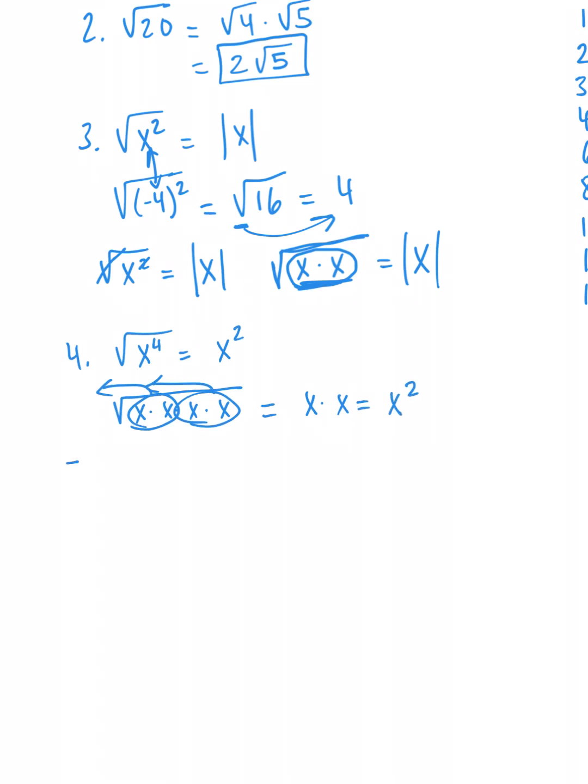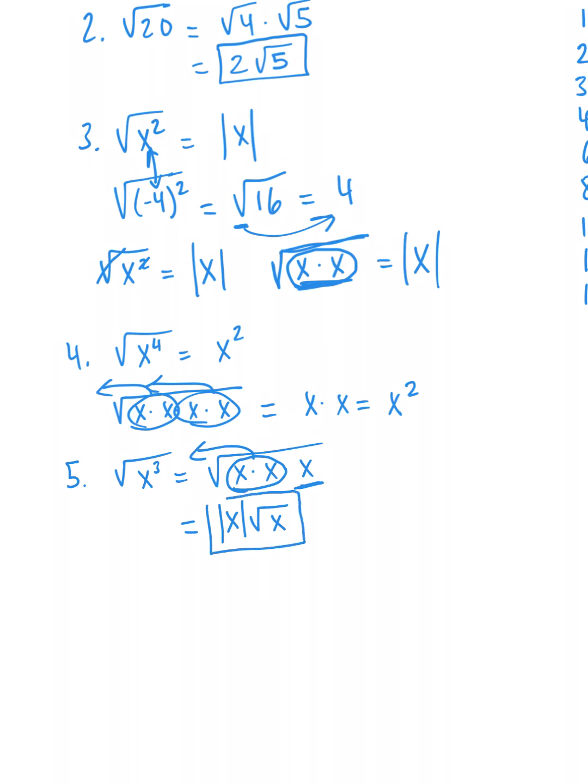Next, let's look at the square root of x cubed. So we have x times x times x. So we have one pair, so we're going to take out one x, and then we have this x left underneath the square root. Now again, technically we should have the absolute value bars around the 1 x that we took out, and this is our final answer.